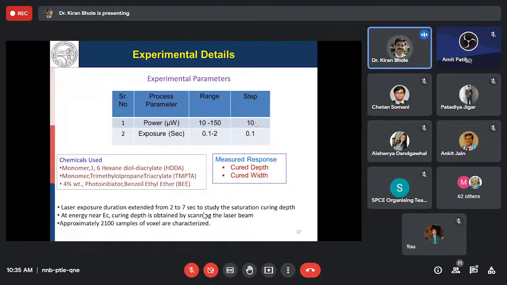Experiments are conducted using this varying energy exposure: the energy power is varied and the exposure time is varied, and with this the energy exposure is varied on different photopolymer resins. Two photopolymer resins are considered here. One is hexane diol diacrylate, that is HDDA, and another is TMPTA, trimethylolpropane triacrylate, in which 4% photoinitiator benzoyl ethyl ether is mixed. This resin is exposed to this energy exposure by varying the intensity and the exposure duration. What is measured is the cure depth and the cure width.